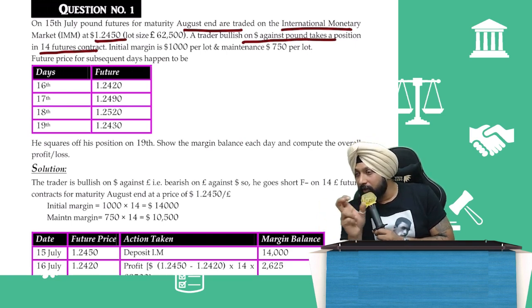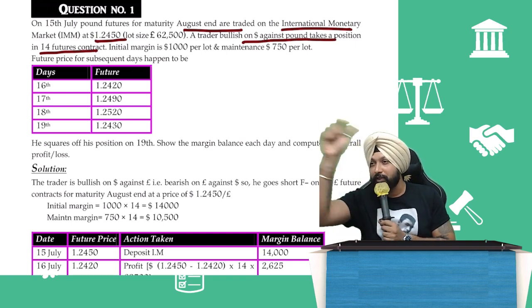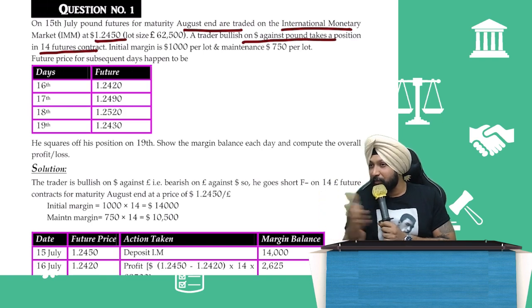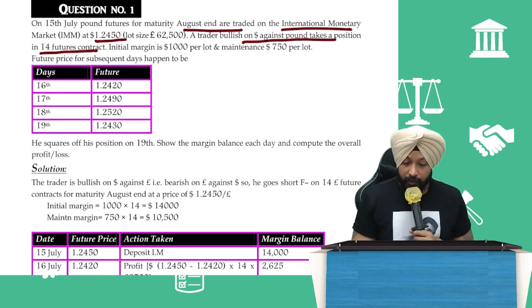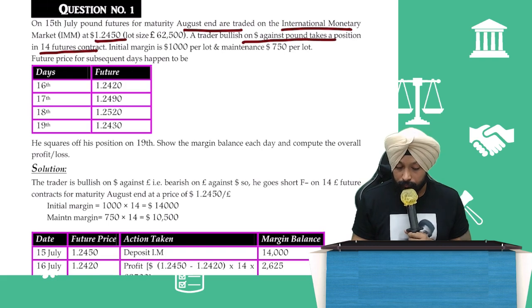Why don't you read everything? Why don't you read it? Why is it that from bullish you simply jump to long? Something is in between. What is given, that you have to see. The trader is bullish on dollar against pound, which means if he is bullish on dollar, it means he is bearish on pound, so he will go short.